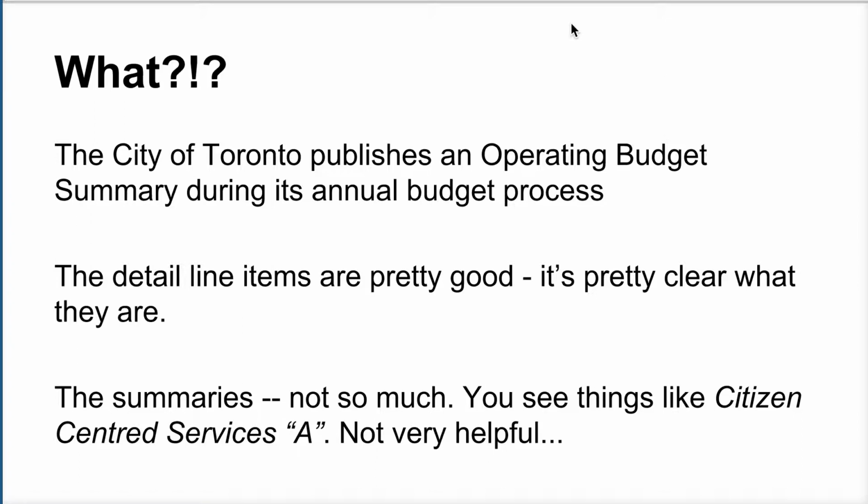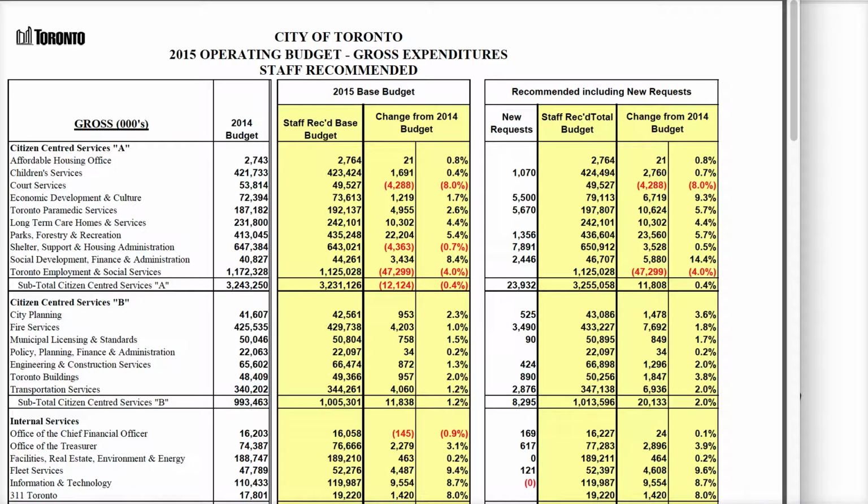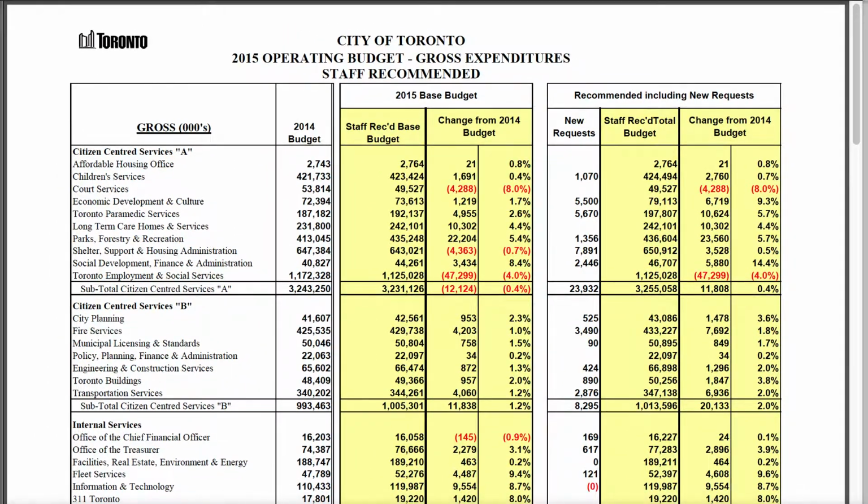And the thing about it is that the detail line items are pretty good. That is, they're clear to normal people in terms of what they mean and what they refer to. But the summaries aren't very clear, and I think it makes it difficult to think about and talk about the budget, or at least more difficult than it needs to be. So let me just show you an example of what the budget looks like.